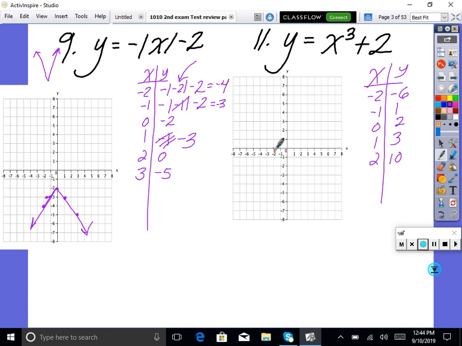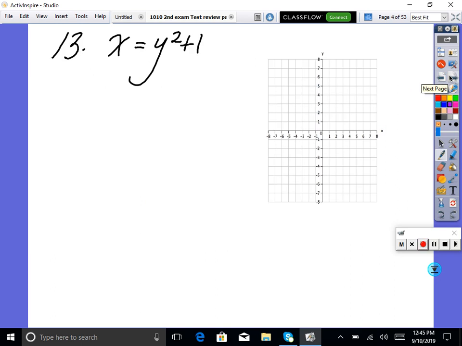So we have -2 down 6, -1 up 1, over 0 up 2, over 1 up 3, over 2 up 10, which is up here somewhere. So there's our x cubed graph. So graphing by plotting points shouldn't be too bad.